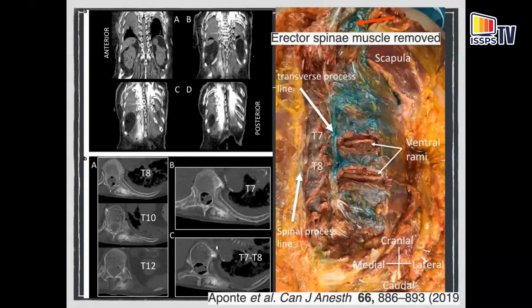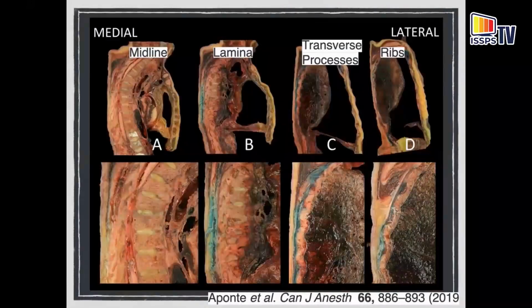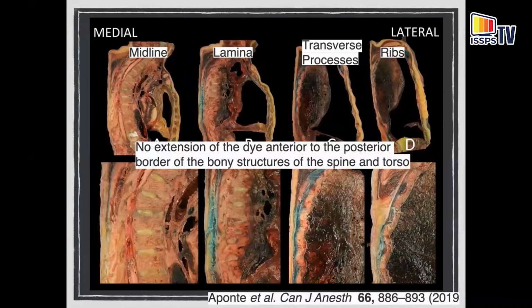They also, from 2 of the specimens, froze them for 48 hours, and then they did slices to determine the spread of dye. And these are slices that are in the sagittal plane. And in no case was there extension of dye anterior to the posterior border of the bony structures of the spine and torso.